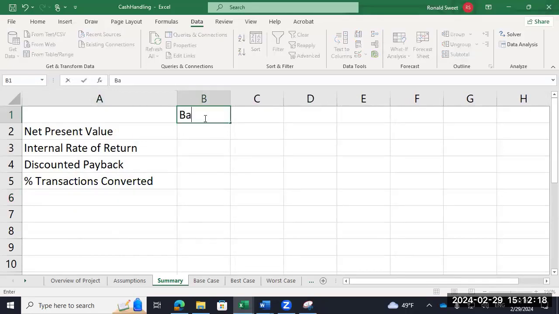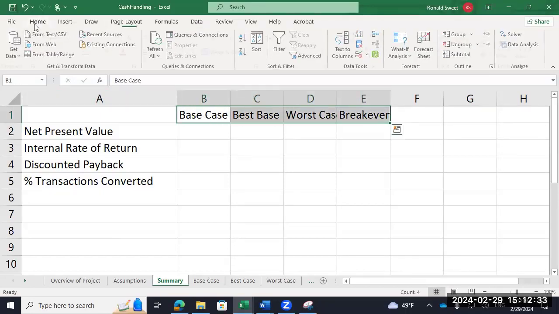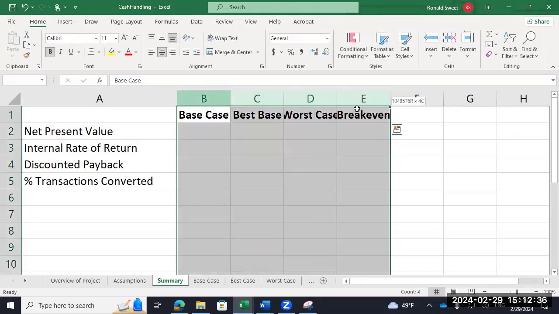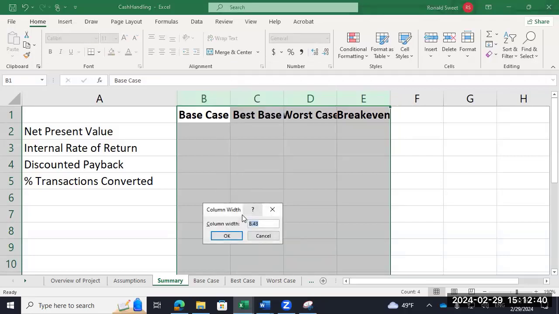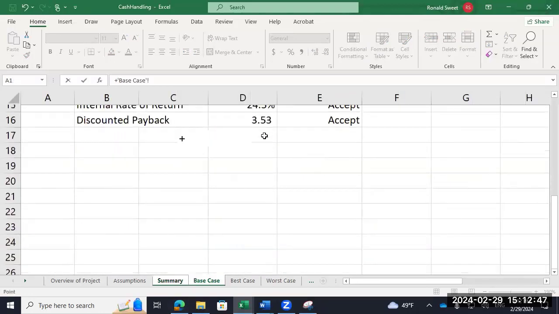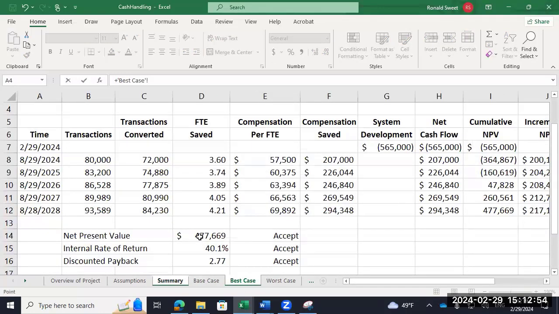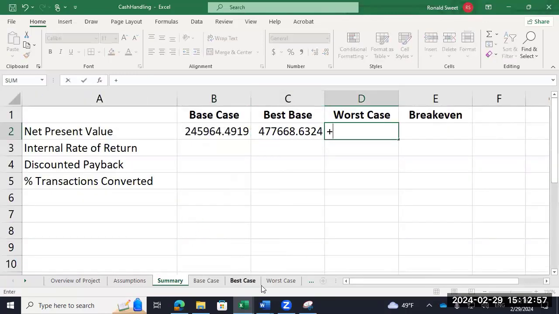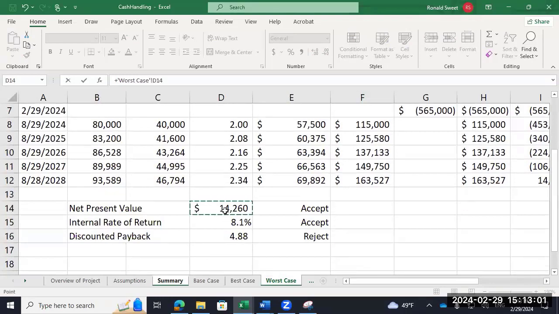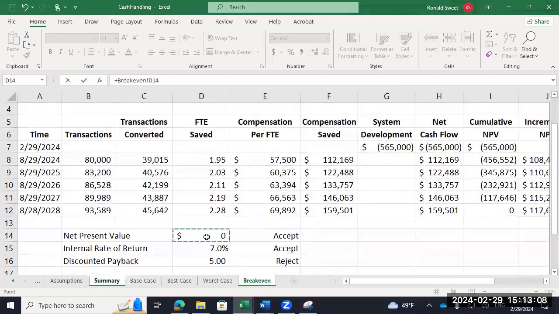And so up here, I'm going to do base case. I'm going to do best case next. I like worst case and break even. I do like all the columns to be the same width. So here I'm just going to go get my numbers. The base case net present value is 245. The best case is 477. In the worst case, 14,000. And then the break even, I'm going to put it in there, but we know by definition what it is.